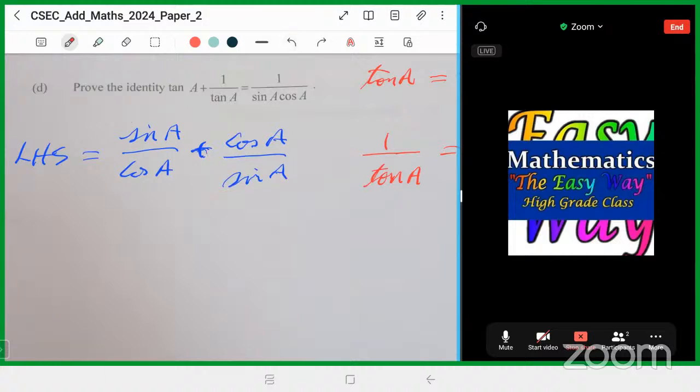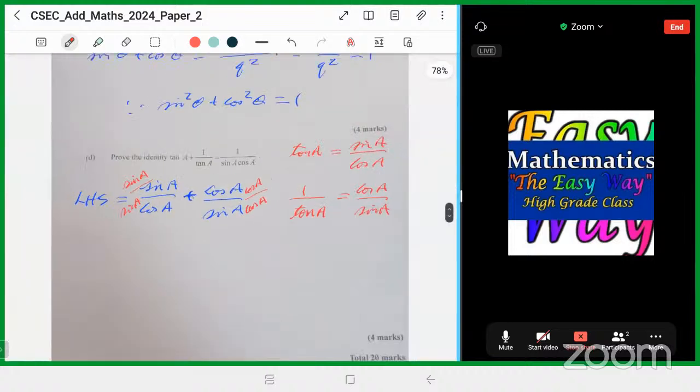So I'm going to multiply this fraction by sine A over sine A. Multiply the numerator by sine A and the denominator also by sine A. And then this one, I'm going to multiply the numerator and denominator by the cos here and here. I'm going to multiply the numerator by cos A, and the denominator also by cos A. So I'm showing what I'm multiplying by, just to save some space.